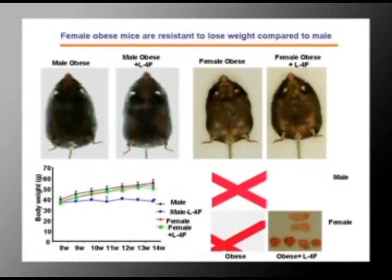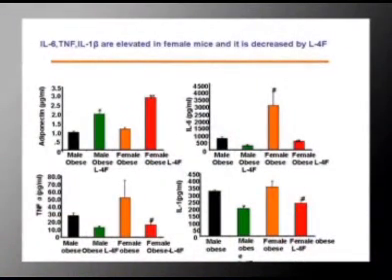What happened with the female? The female behaves the same as the male, but the female does not lose weight as much as the male. That's a major problem. But the good news, I'll come to it later on, is that the inflammation in the female, adiponectin in the female goes much higher than the male. And the inflammation goes even lower than the male.